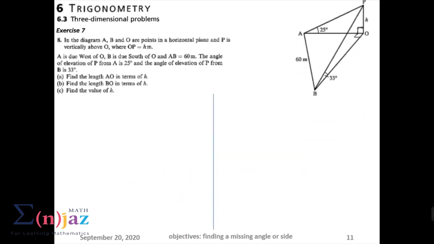The final part of this question is finding the height of PO, the pole PO. In order to do so, I'm not going to draw another sketch here because I don't have much space. So we're going to use the triangle that is sitting on the floor, which is AOB, or we can name it BOA.